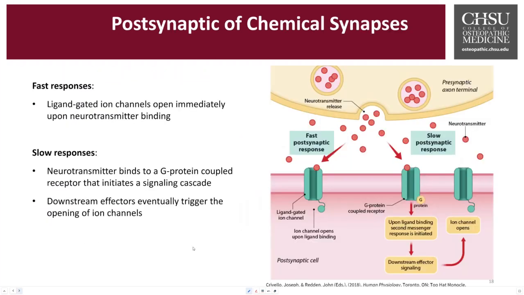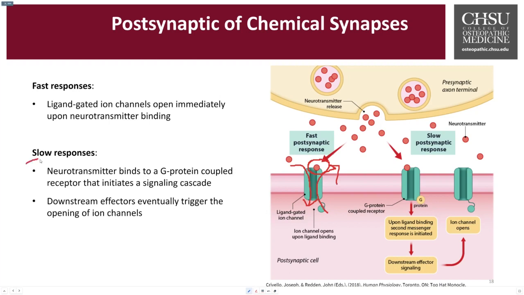Fast responses inside these receptors require a ligand-gated ion channel, so that means when the neurotransmitter or chemical binds to that receptor, the ligand-gated channel will open up, allowing an influx of an ion or an efflux of an ion. So these ones occur really quickly.